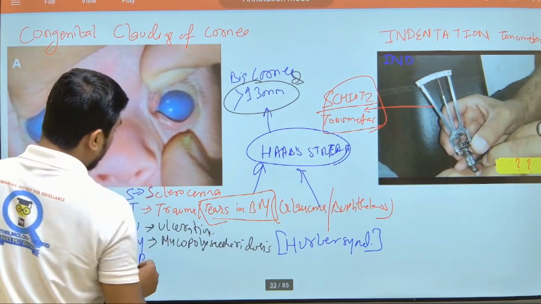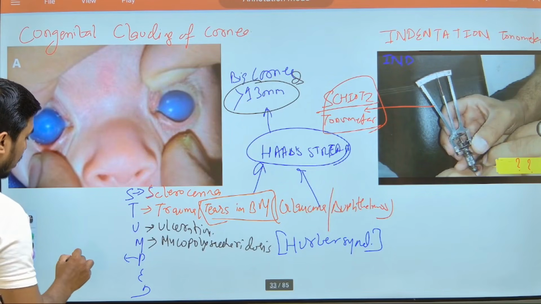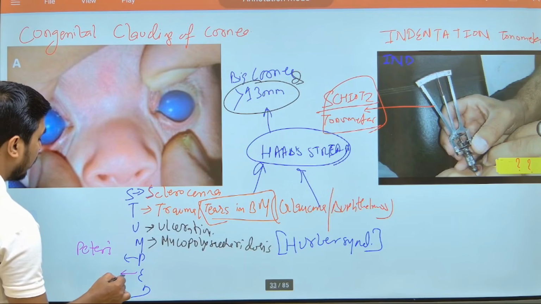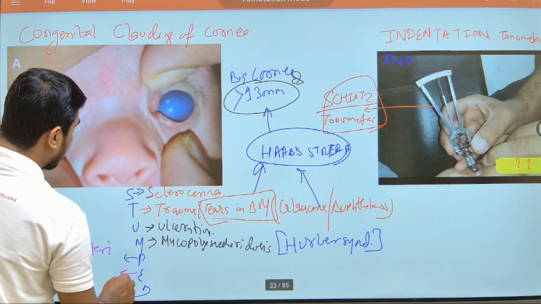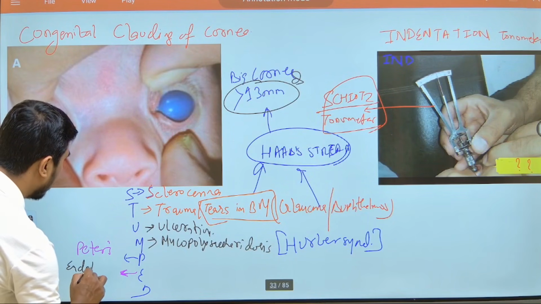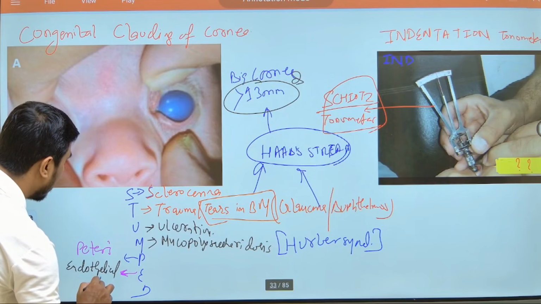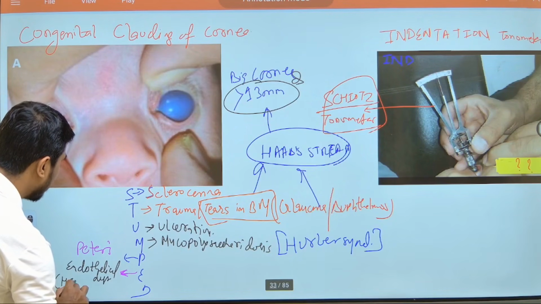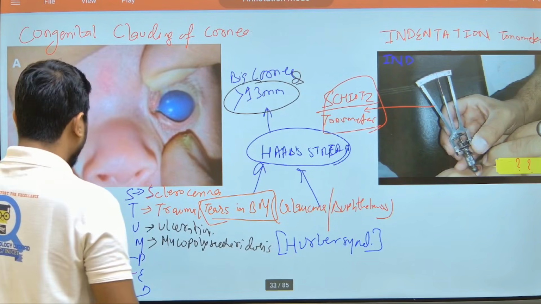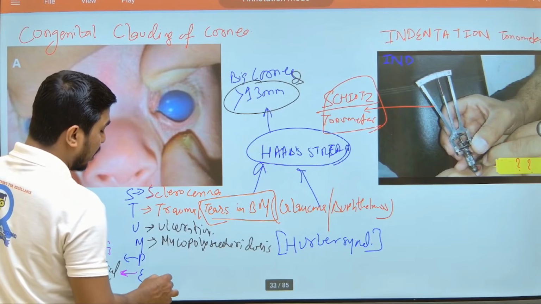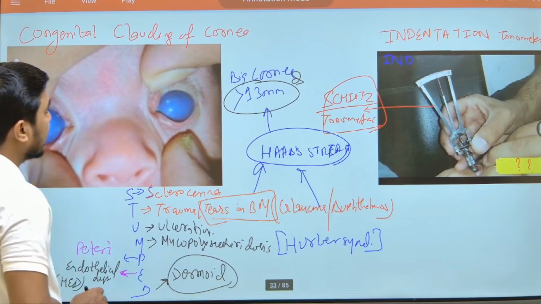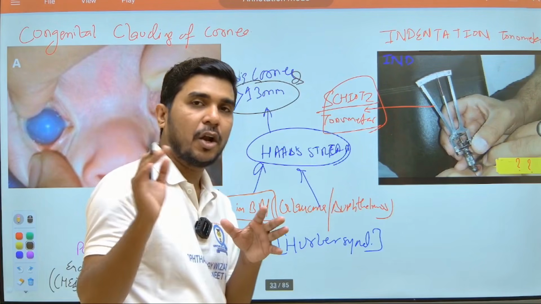Coming to P for Peters anomaly. E for endothelial dystrophy. For example, CHED, congenital hereditary endothelial dystrophy, right? And D is dermoid, mostly limbal dermoid, right? So these are the important causes of the clouding or congenital clouding of the cornea.